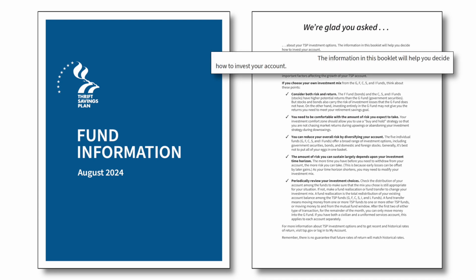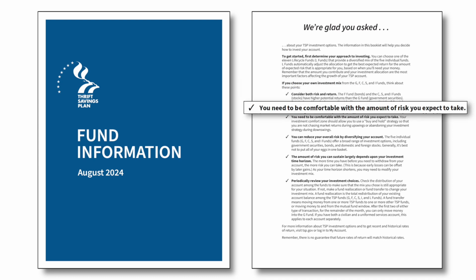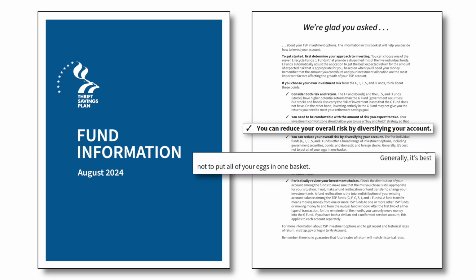The information in this book will help you decide how to invest your account. Consider both risk and return. You need to be comfortable with the amount of risk you expect to take. You can reduce your overall risk by diversifying your account. This one's interesting. Generally, it's best not to put all your eggs in one basket.